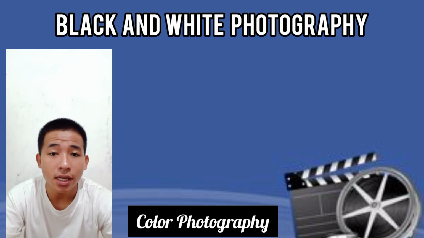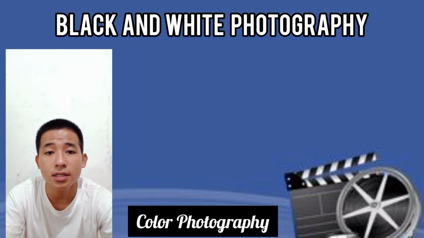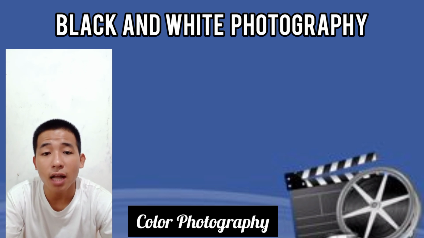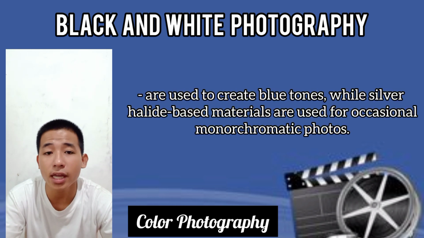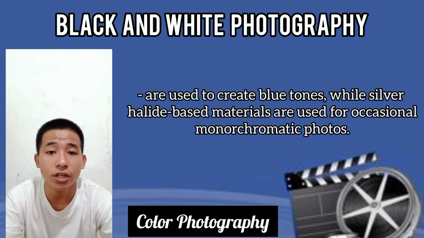Black and white photography, or monochrome photography, was popular for decades due to its lower cost and classic look, but can contain other hues depending on the process. Black and white photography is characterized by the tones and contrasts of bright and dark shadows, but not all images are strictly black and white. Cyanotype and albumen techniques are used to create blue tones, while silver halide-based materials are used for occasional monochromatic photos.